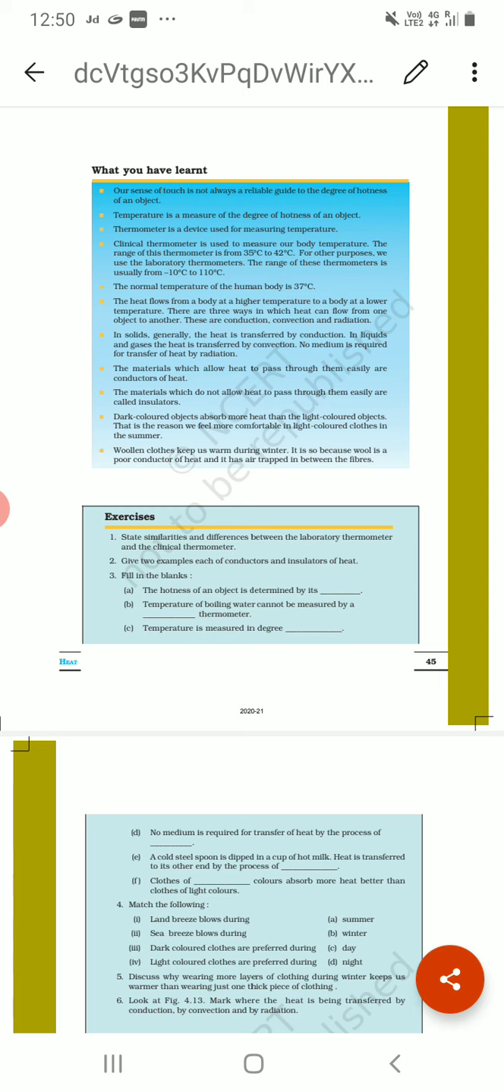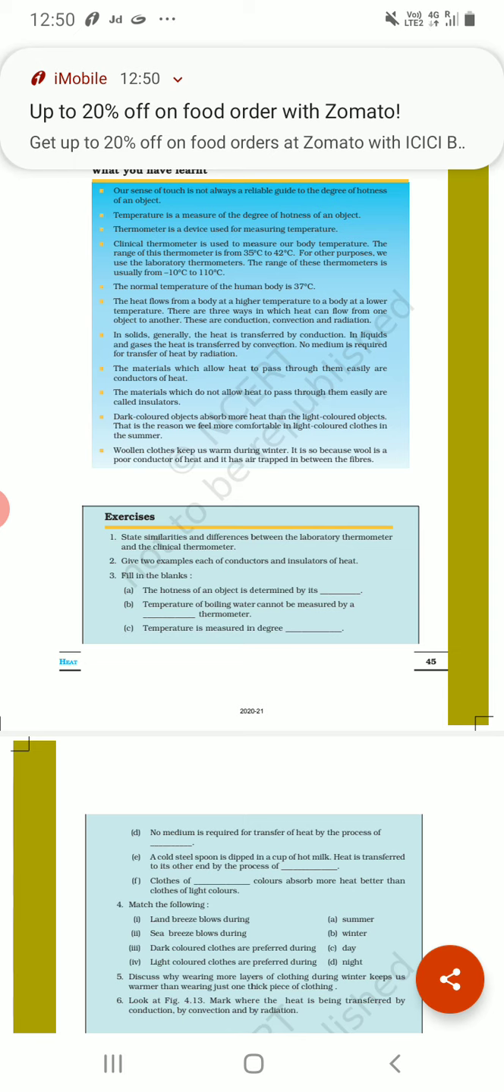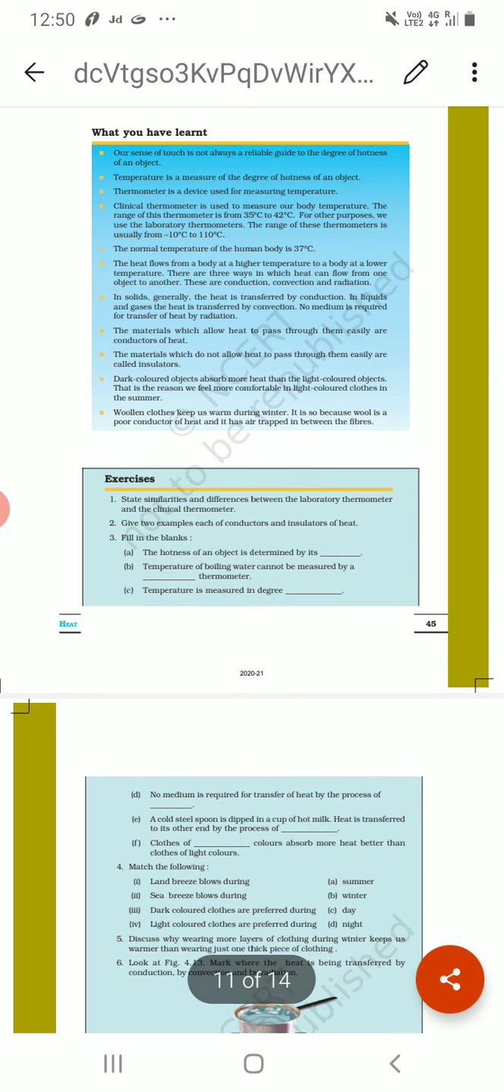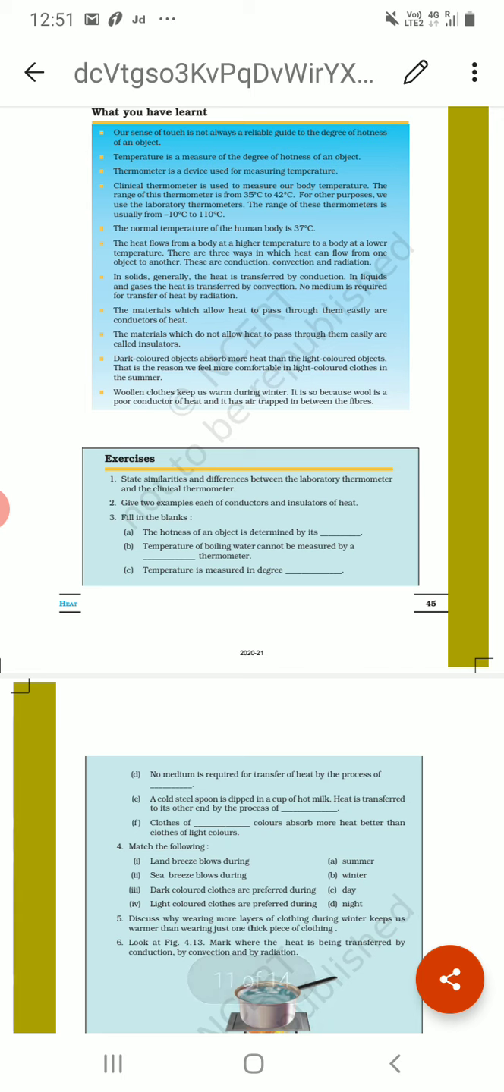In solids, generally the heat is transferred by conduction. In liquids and gases, the heat is transferred by convection. No medium is required for transfer of heat by radiation. The materials which allow heat to pass through them easily are conductors of heat. The materials which do not allow heat to pass through them easily are called insulators. Dark colored objects absorb more heat than the light colored objects.